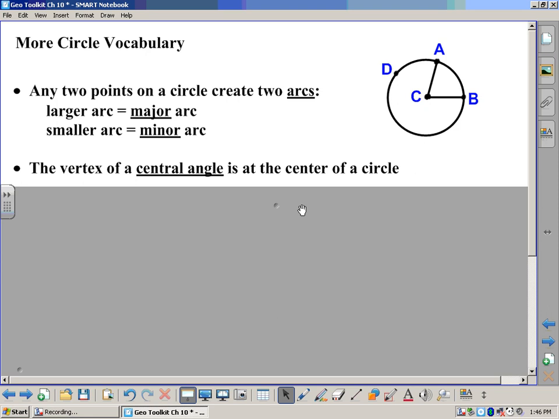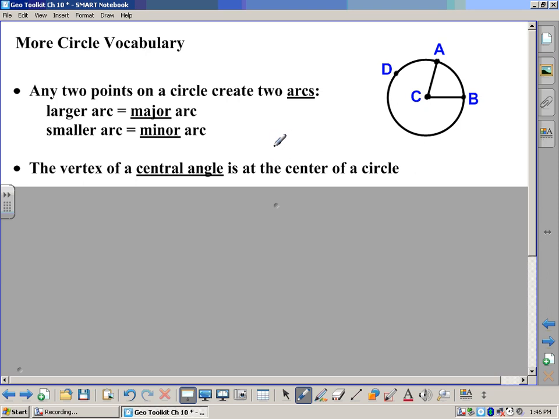All right, so here we are in the first toolkit entry for Chapter 10, and this one's entitled More Circle Vocabulary. And you're going to go ahead and put some definitions in your toolkit and also some diagrams as well. So here's our first diagram. We've got a circle. We've got the points A and B and D that are along the circle, and then we have the center here marked with a C. And we have two radii drawn out here from C there.